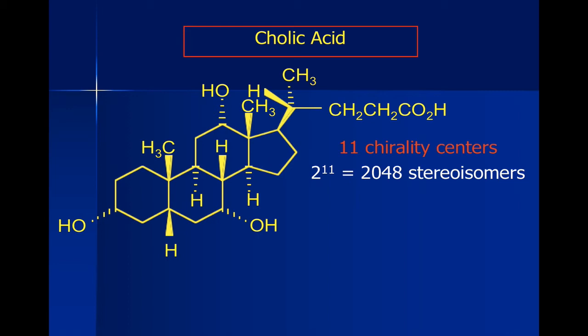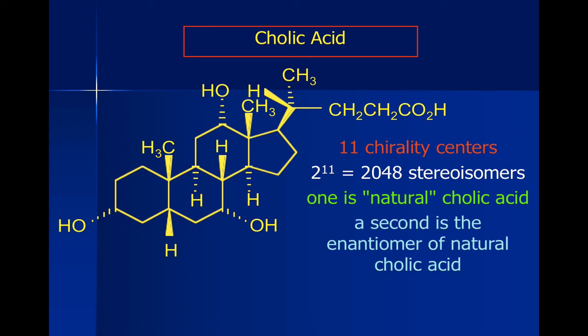And just to let you know, Mother Nature makes one and only one of these stereoisomers. Okay? And so the second one would be, of course, the enantiomer of natural cholic acid, and that would leave then 2,046 of those stereoisomers that are not mirror images of cholic acid. And when you have a molecule which is connected the same but is not a mirror image, then we call these things diastereomers.